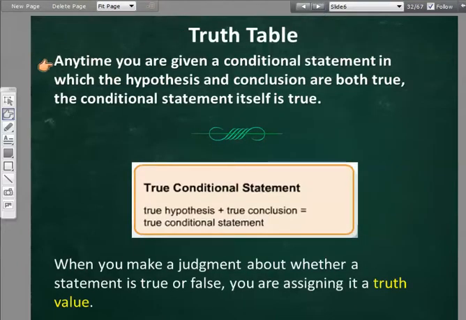So for your truth table, it says anytime you are given a conditional statement in which the hypothesis and conclusion are both true, the conditional statement itself is true. So this little picture says a true hypothesis plus a true conclusion equals a true conditional statement. So when you make a judgment about whether a statement is true or false, you're going to assign it a truth value.